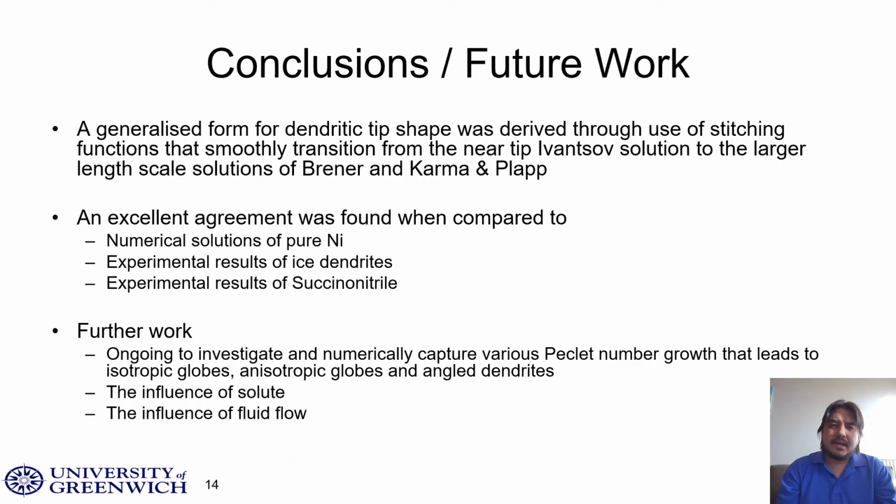So to conclude, here we've shown a generalized form for dendritic tip shape, which was derived through the use of stitching functions that provide a smooth transition from near the tip, where we have the Ivantsov solution, to the larger length scales where we have Brenner and the Echebarria, Karma, and Plapp solutions. I then showed that this solution, the Alexandrov-Galenko solution or theory, has an excellent agreement when compared to both numerical simulations using the enthalpy method and the phase field method for pure nickel, and also agrees extremely well with experimental results for ice dendrites and for succinonitrile.